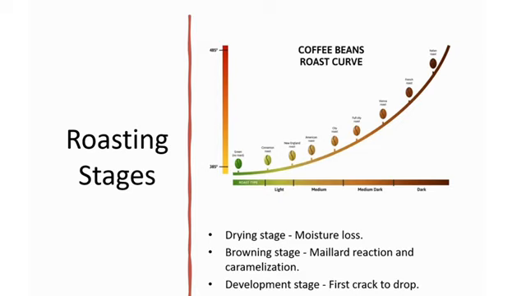The browning stage is the reaction of the Maillard and also where the sugar in the bean will caramelize. And the development stage, as we said earlier, usually starts with the first crack. So whoever does the roasting will know about the rule of first crack.